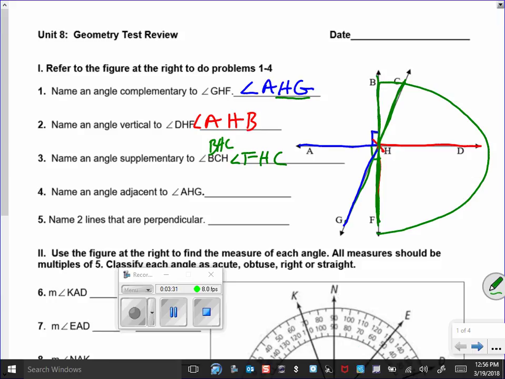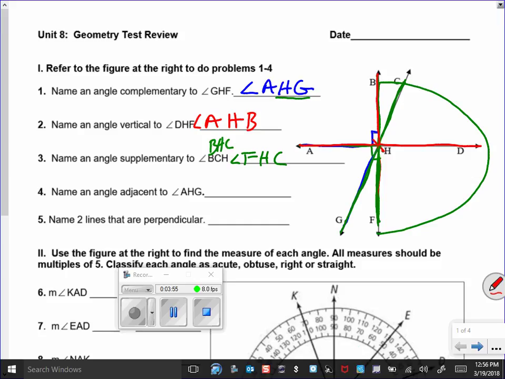Name an angle adjacent to AHG. Adjacent, remember, means they are next door neighbors and they're going to have one ray and one vertex. So AHG here is going to be adjacent with, let's go on the other side, AHB. You see how we use the same ray there and it hit the vertex.